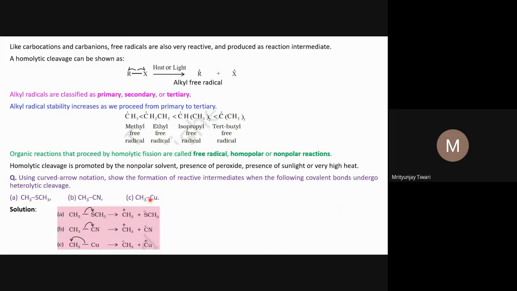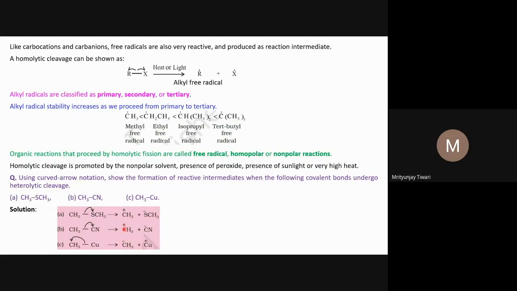Because even when this bond was intact, carbon pulled the shared pair of electrons towards itself because of its higher electronegativity. So we have to show this arrow in this fashion. The shared pair of electrons will go to this carbon, and this arrow will start at the middle of this bond as shown here. And this copper will acquire a positive charge after the heterolytic cleavage, and a negatively charged carbon species will be formed, which is a carbanion. This is the methyl carbanion because this is a methyl group.